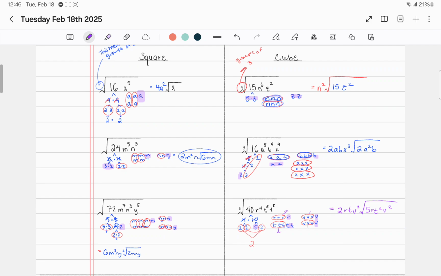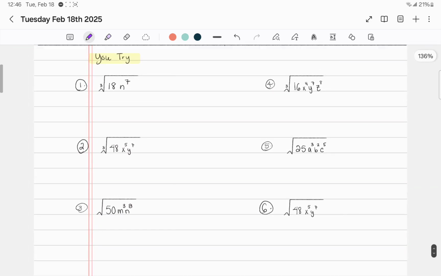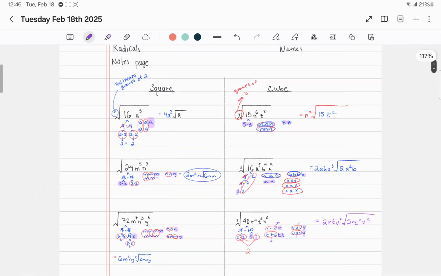Break down your numbers and then circle your groups. So you guys have your worksheet here. It's your turn. Go ahead and try those out. Don't forget to put your name on it.